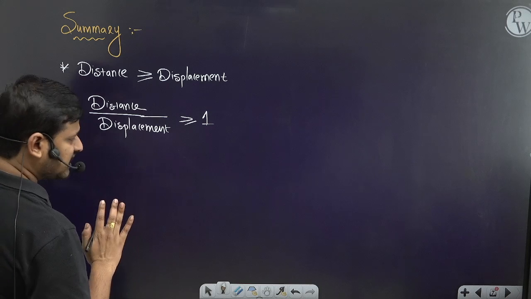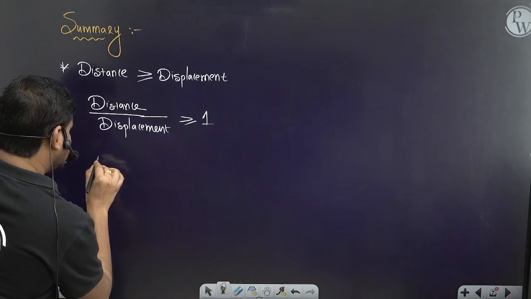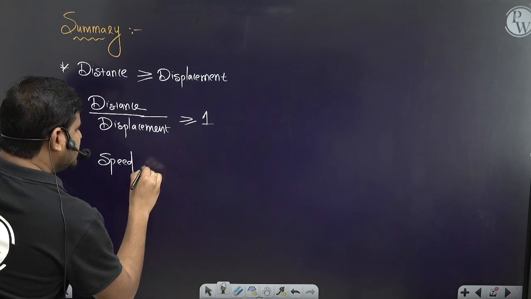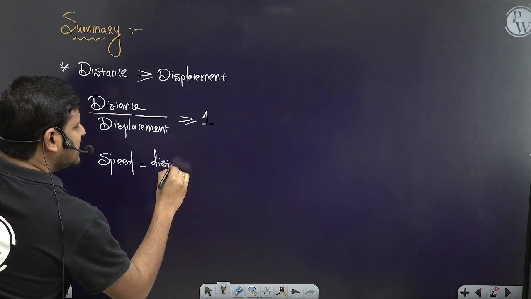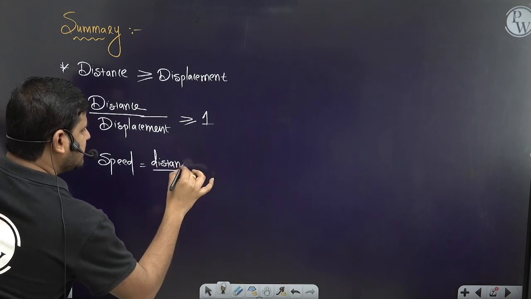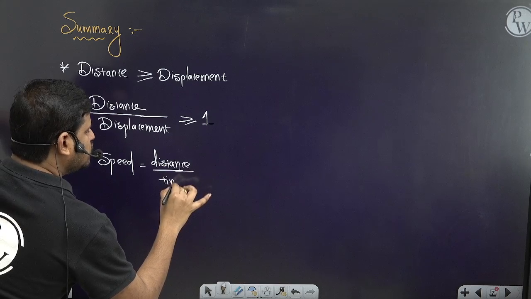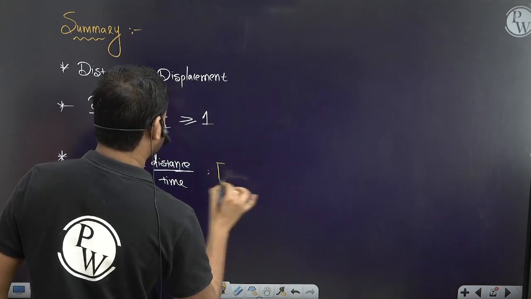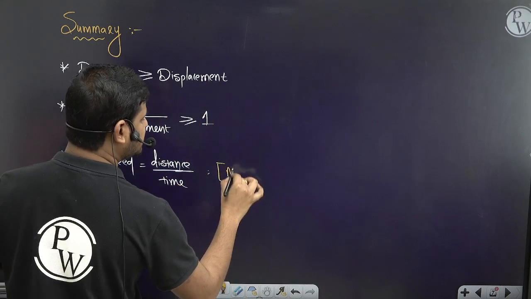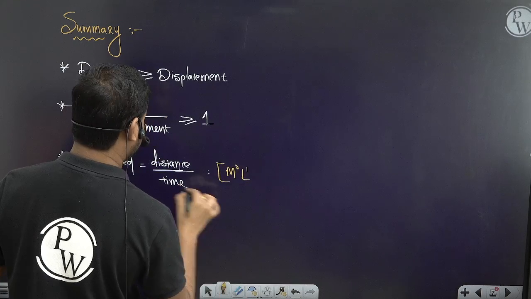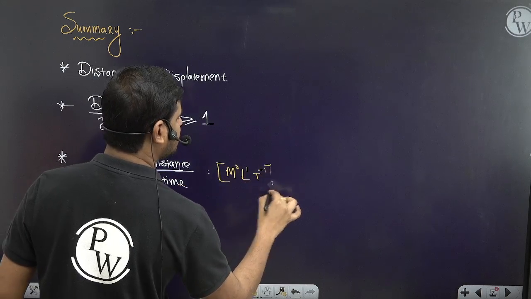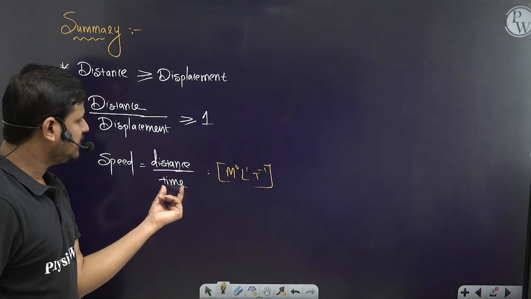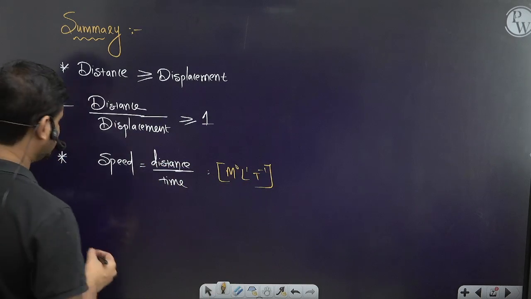Now let's come to the next one, that is speed and velocity. Speed is simply distance by time, and it's a scalar quantity. Its dimensional formula: M to the power 0, L to the power 1, and T to the power minus 1. So that's speed.